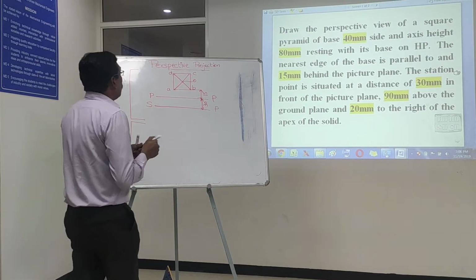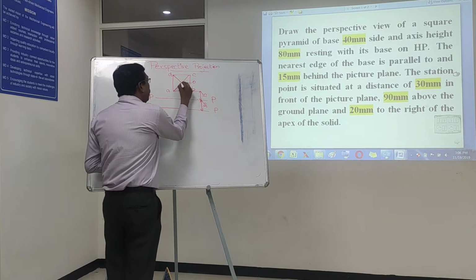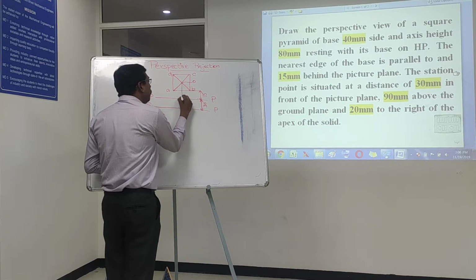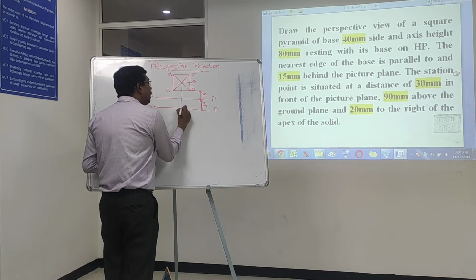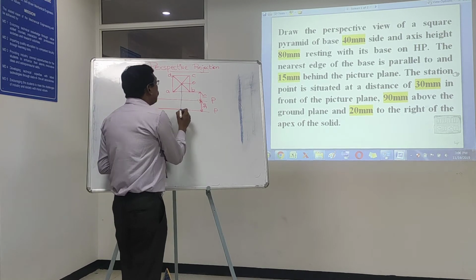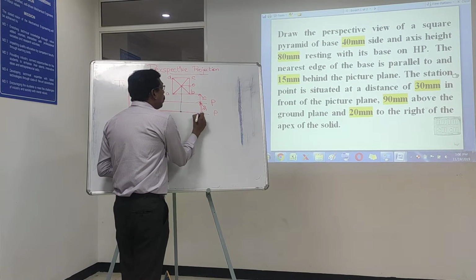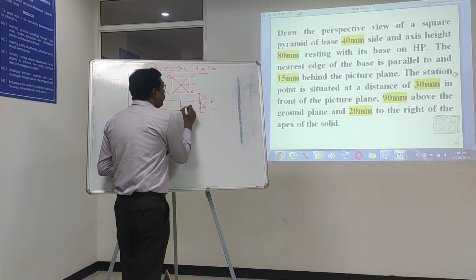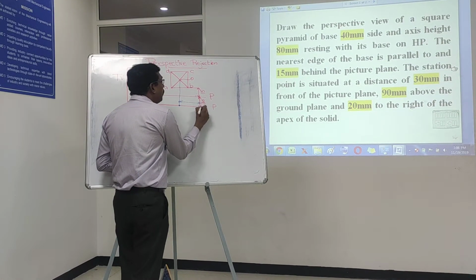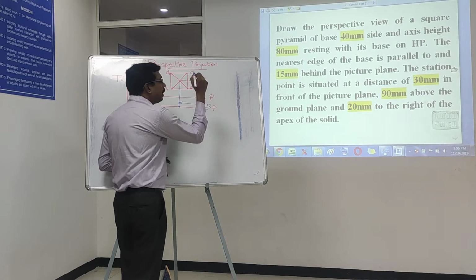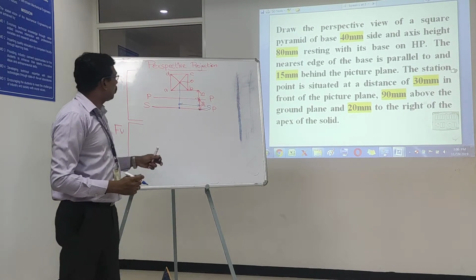You have to mark the apex of the solid. This is going to be the central plane, and we have to make a point here, intersection here, and to the right of the apex of the solid we have to take 20 mm. So 20 mm may be here. We have to take a distance of 20 mm and the station point can be taken as S. Right. Now the top view is over.